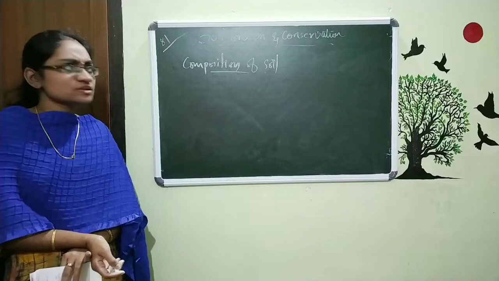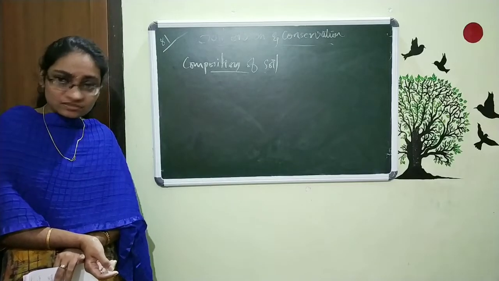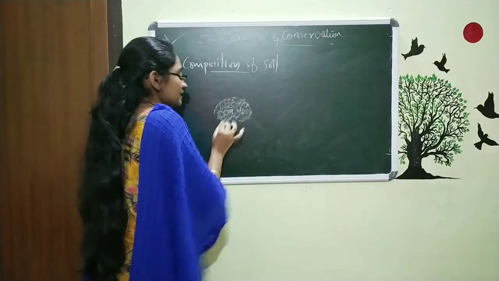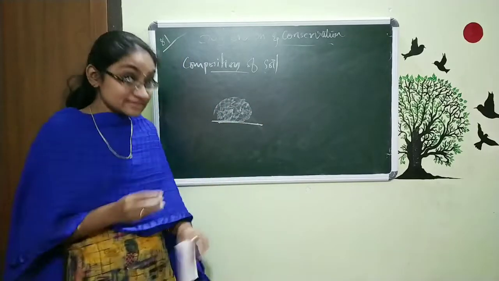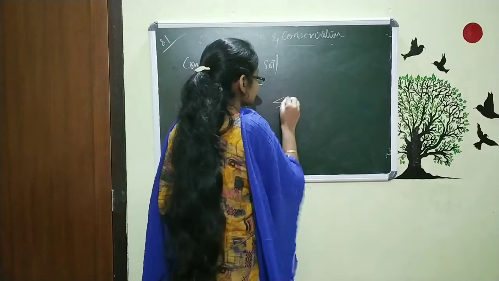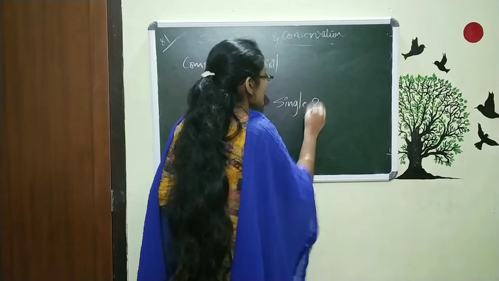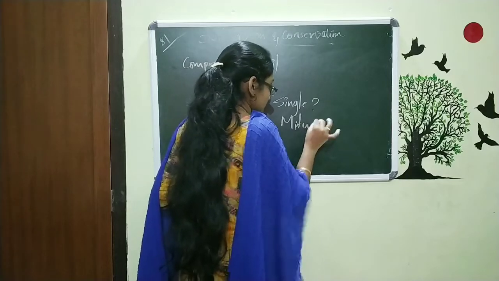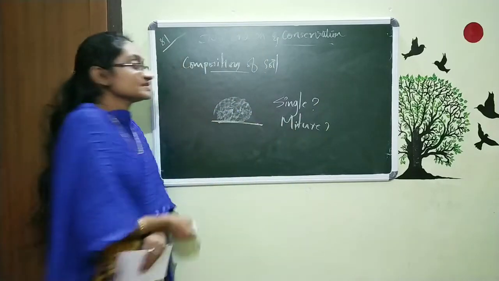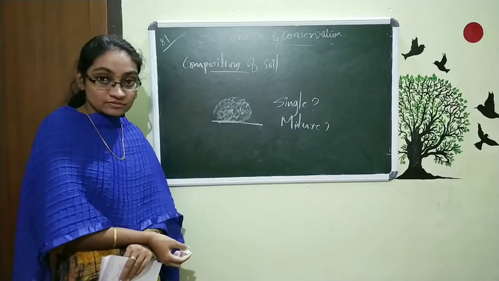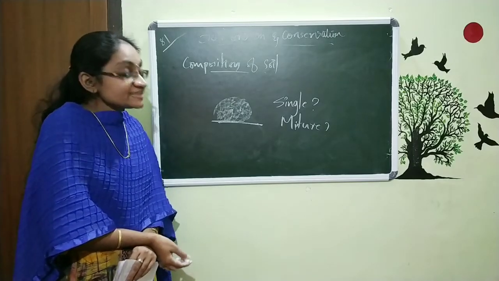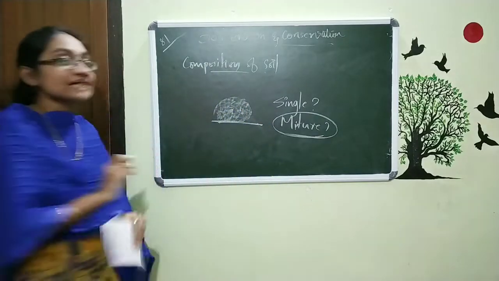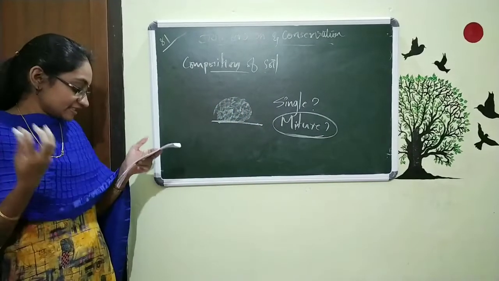Now my question is this: is soil a single thing? We are saying that it is soil. Is it a single thing or a mixture? What is the soil? Is it a single thing or a mixture? Obviously, it is actually a mixture. That means the soil contains different types of particles.